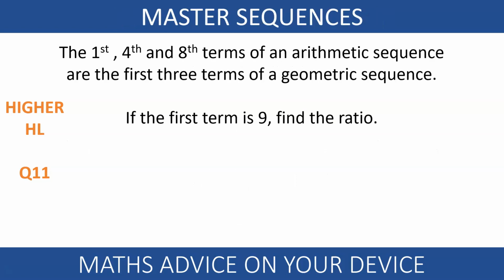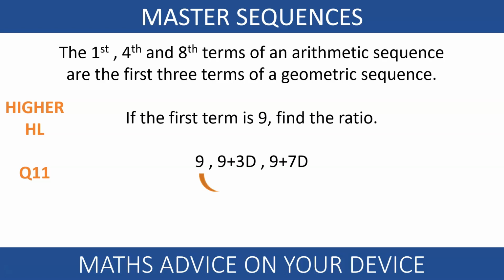This second one is a 4 marks question. The first, the fourth, and the 8th terms of an arithmetic sequence are the first 3 terms of a geometric sequence. If the first term is 9, find the ratio of the geometric sequence. The first term of the sequence is 9. The fourth term of the arithmetic sequence is found adding 9 and 3 differences. The 8th term is found adding 7 differences.